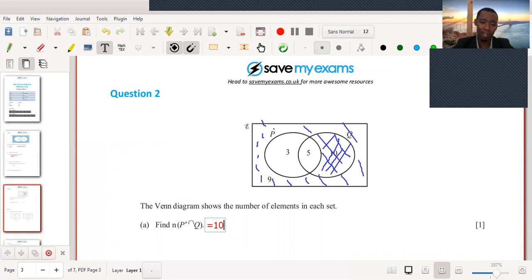The number of elements, there are 10 in the intersection, because if we look at the intersection with Q, we cannot put this one because it's not common. This 5 is not common. But 10, you can see it's here, and also it's outside of P. Okay, next.